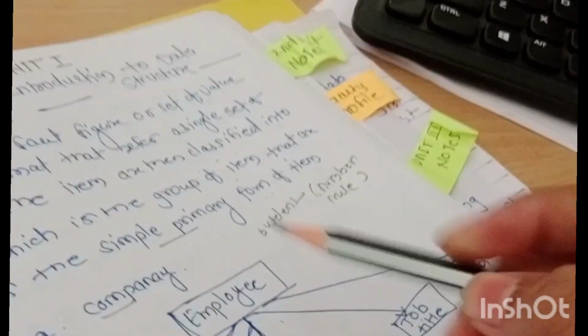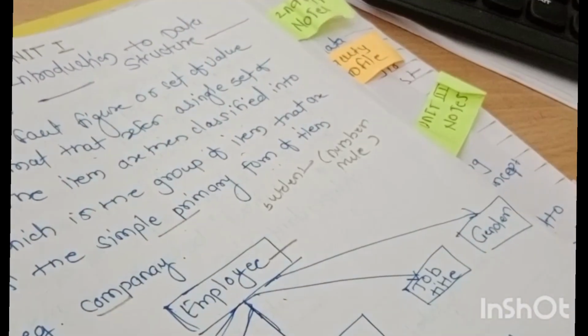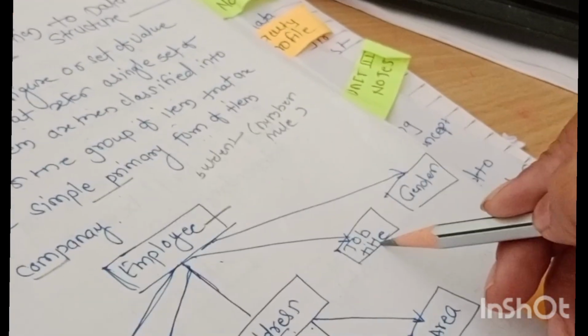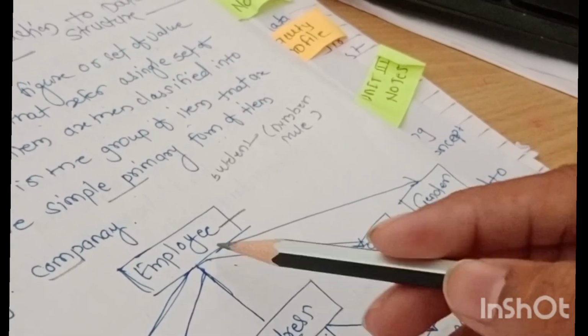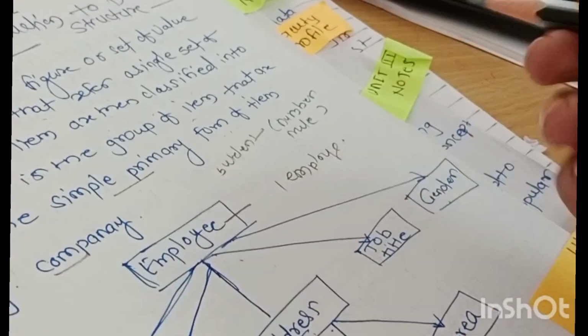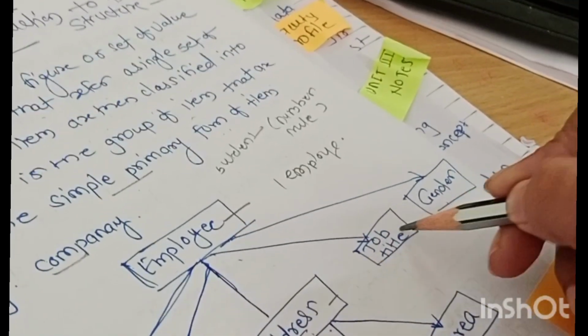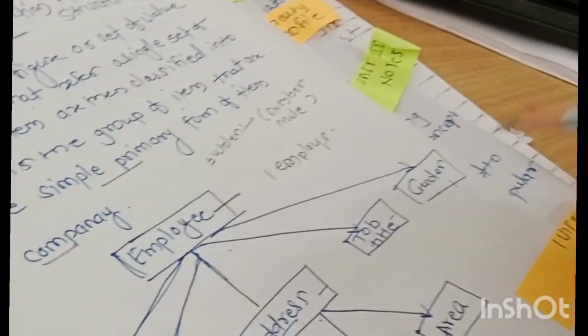So we have to know, this is a diagram. This is an employee, then their ID, their number, their address, their job title, and their gender. It is a lot of data. We have one employee who has a unique ID, unique name, unique address, unique job title, and unique gender.